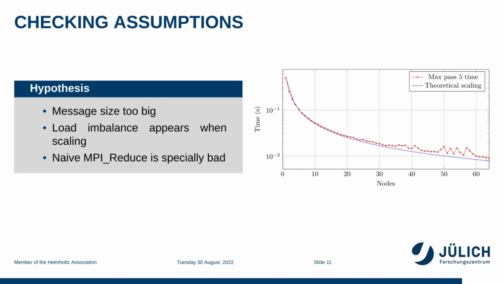First, the message size is too big and we will see great improvement after trivially reducing it. Second, load imbalance appears when scaling up in the number of processes. And third, MPI reduce behaves especially badly and avoiding it will bring significant speedup. We started by measuring the load distribution and discovered that there was no load imbalance that could explain the bottleneck, as we can see in the right plot.